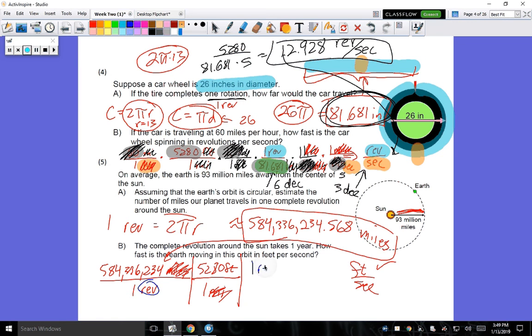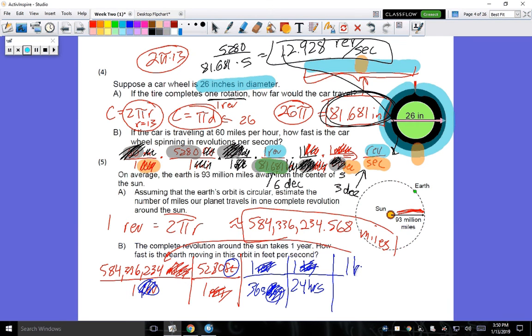So here we go. 1 revolution is 365 days. Okay, so revolution's gone. Now our answer is in feet per day. And then we just keep going. We know 1 day is 24 hours. There go the days. Now my language is in feet per hour. Remember, we want feet per second. And then we're just going to keep going. 1 hour is 60 minutes. Last but not least, we'll multiply with 1 minute is 60 seconds.